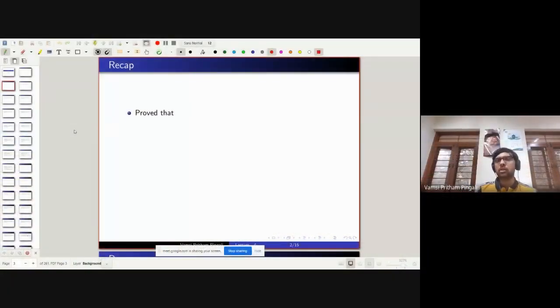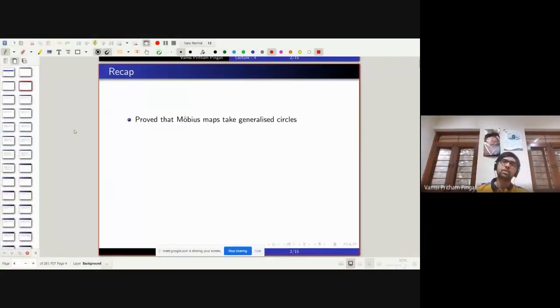We proved that Mobius maps take generalized circles to generalized circles. Generalized circles are basically straight lines and circles. So Mobius maps take straight lines and circles to straight lines and circles. Then we constructed two examples of Mobius maps.